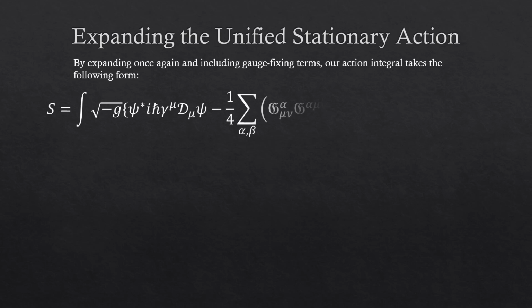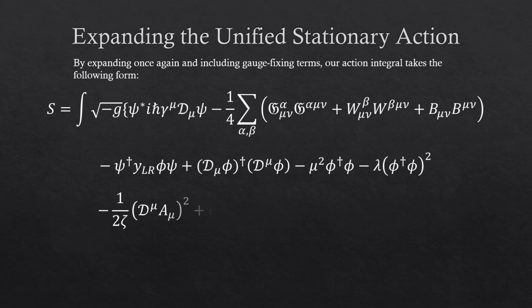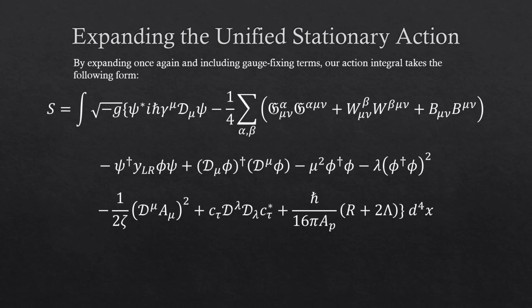Now we're integrating over square root of negative g across all of the terms, because g is the determinant of the metric tensor. So as we continue to expand these terms, here comes the Yukawa and Higgs terms, for example. Let's move on to the third line now, where we see our gauge fixing terms, and then the Einstein-Hilbert sector being integrated over spacetime. So all of this is being integrated over spacetime, and it's being multiplied by the square root of negative g, g being the determinant of the metric tensor itself. So this is a stationary action of pretty much everything that goes on in spacetime as far as we currently know it.